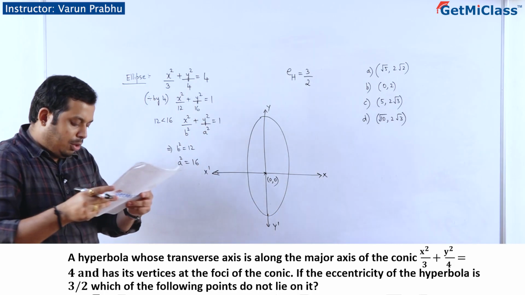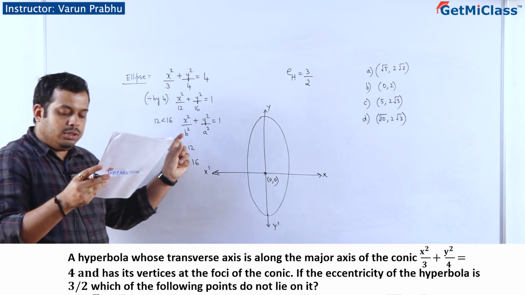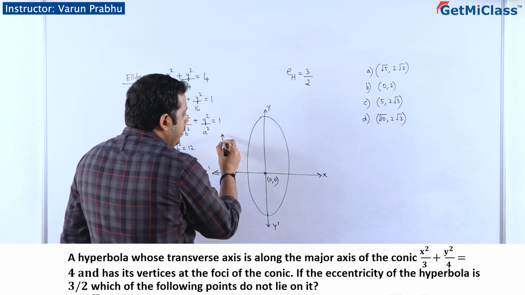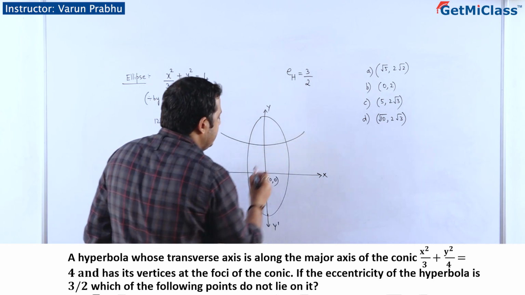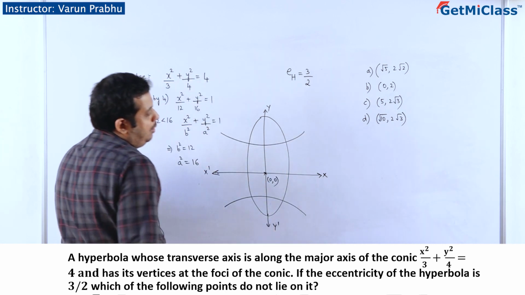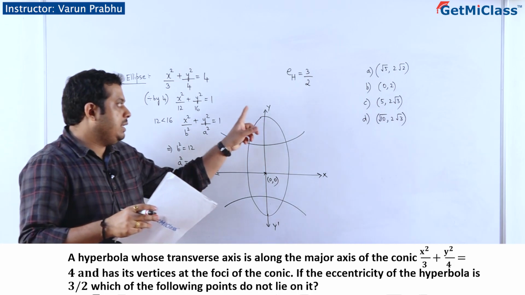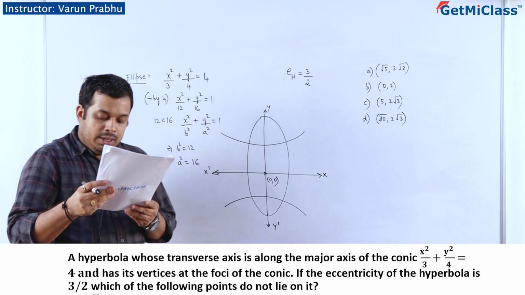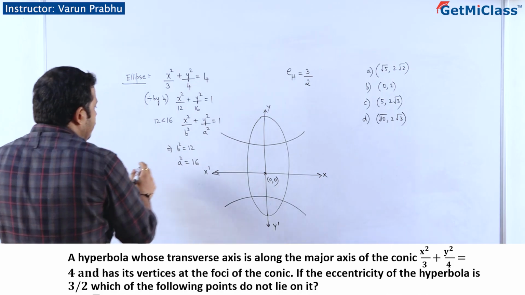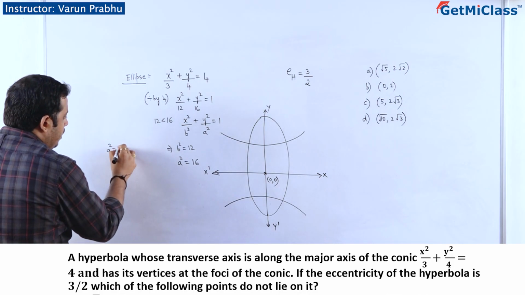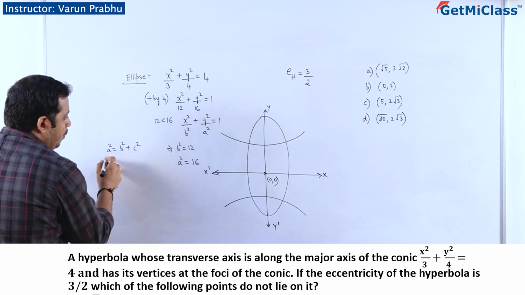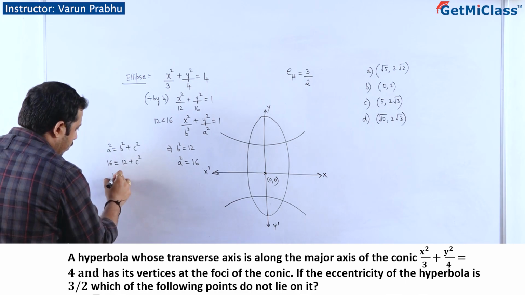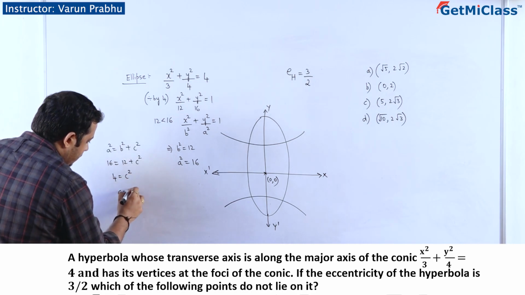Now, it is also told in the problem that the transverse axis is along the major axis of the conic, which means this hyperbola will have the transverse axis along the major axis of the conic section. This is the hyperbola. It will look like this now, correct? Major axis is the y axis of the conic section and the hyperbola has its vertices at the foci of the conic. So, I may say a square is equal to b square plus c square. So, what is a square? 16, that is equal to 12 plus c square. So, 4 is equal to c square. So, c is equal to 2.